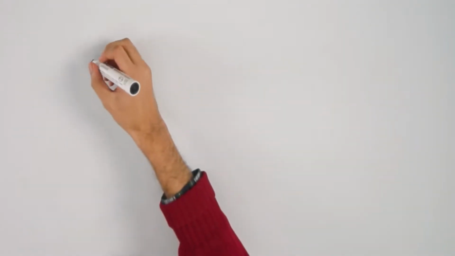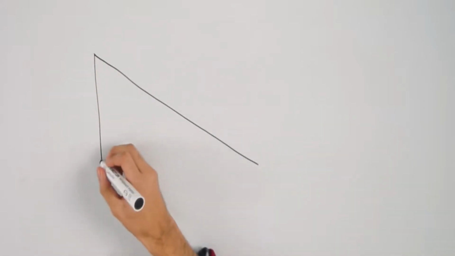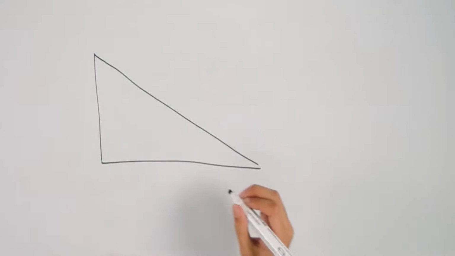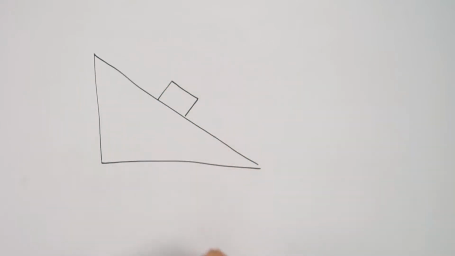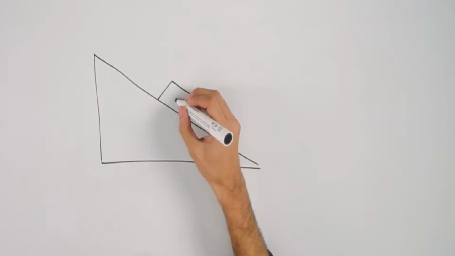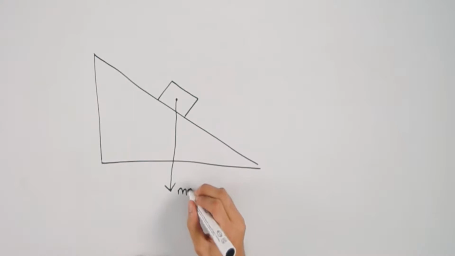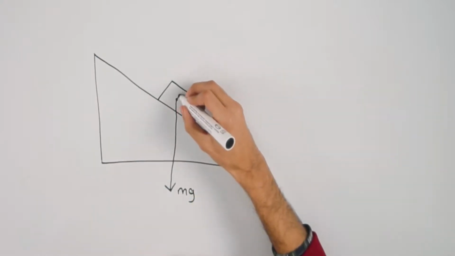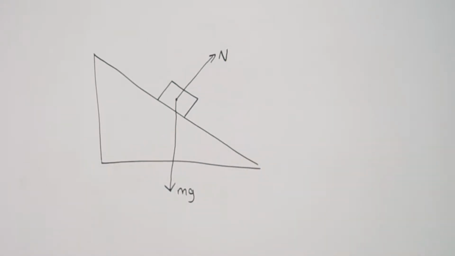So the first step is to draw a diagram of the situation. We want to draw a force diagram and keep it simple. So we're just going to represent the girl as a block because blocks are nice and easy. And now we want to label the forces acting on the girl. So we're going to have a weight force, and that's equal to mg. We're going to have a normal force that's holding the girl up.